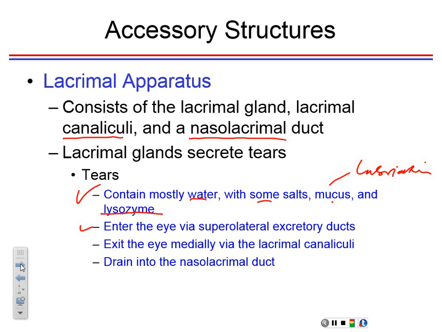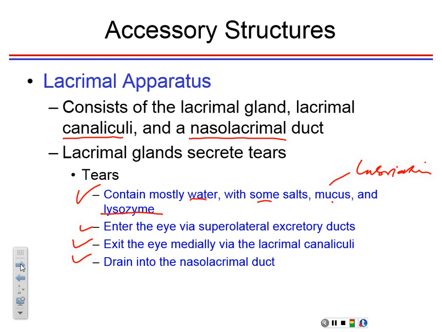So they enter the eye via the superior lateral, because the gland is on the top, superior and to the side. You will see a picture. So those superior lateral excretory ducts, because they are excreting, that's where the tears are coming from, come down into the eyelids, spread it around, and then go medially via the lacrimal canaliculi. And also there's this little hole, I'll show it to you in a little bit. And then they drain into the nasolacrimal duct. So that's the sequence of the tears.